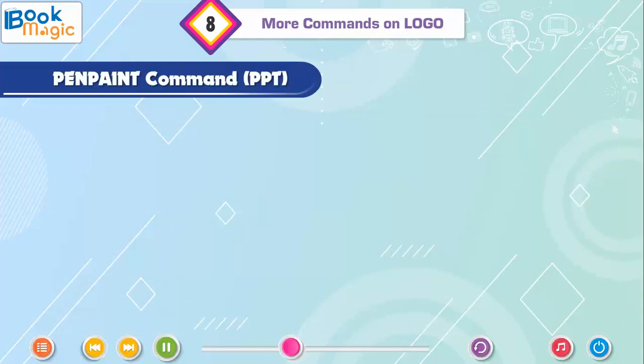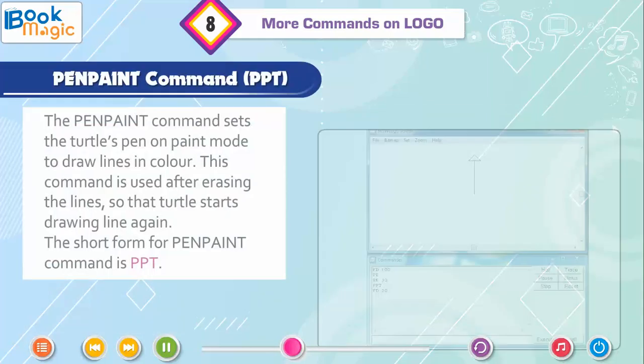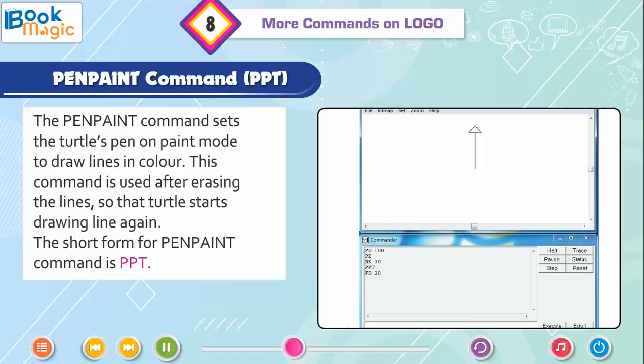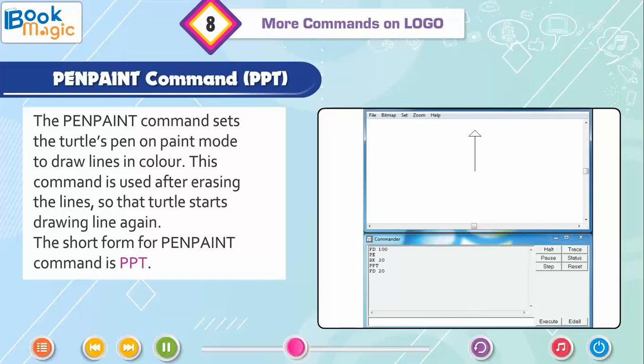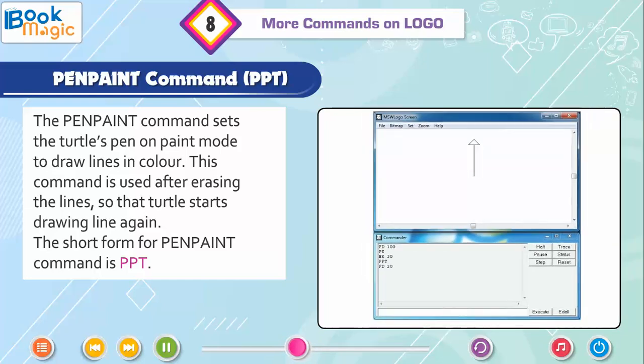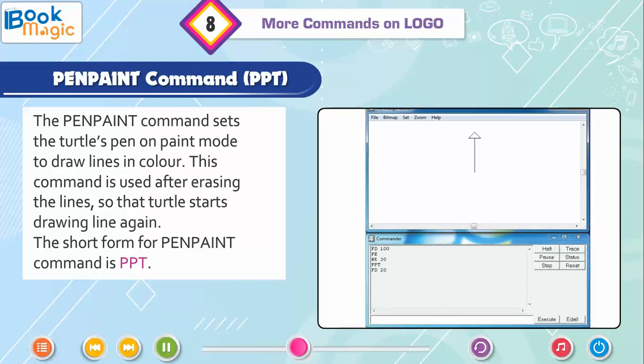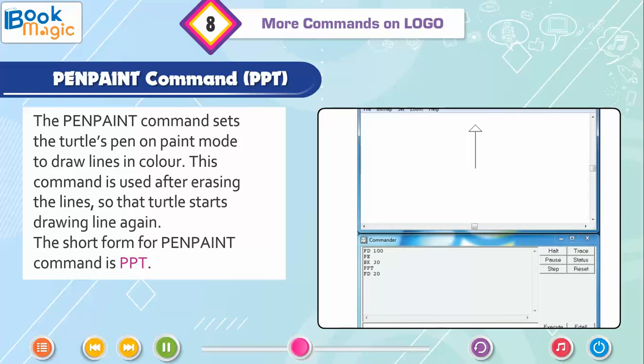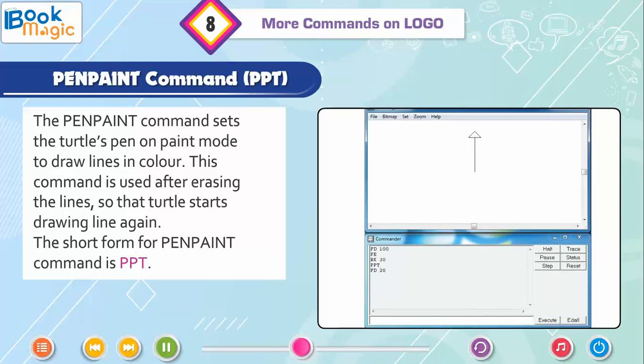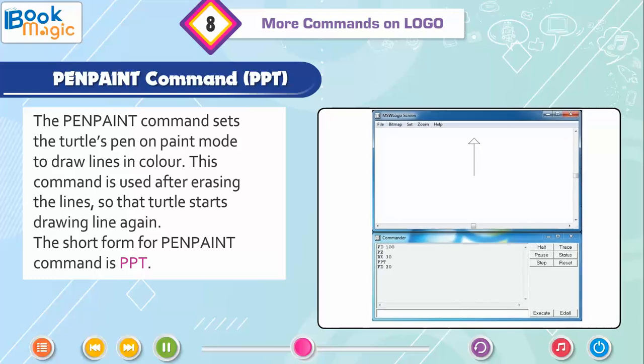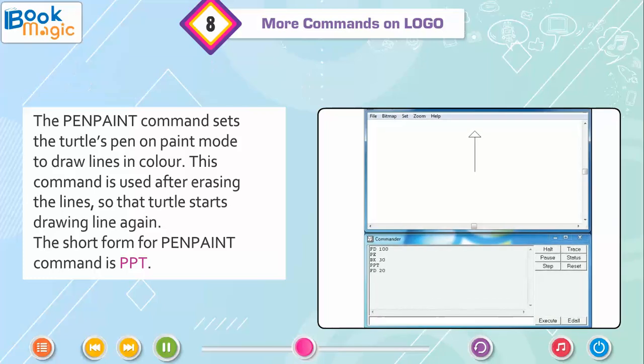Pen paint command, PPT. The pen paint command sets the turtle's pen on paint mode to draw lines in color. This command is used after erasing the lines so that turtle starts drawing lines again. The short form for pen paint command is PPT.